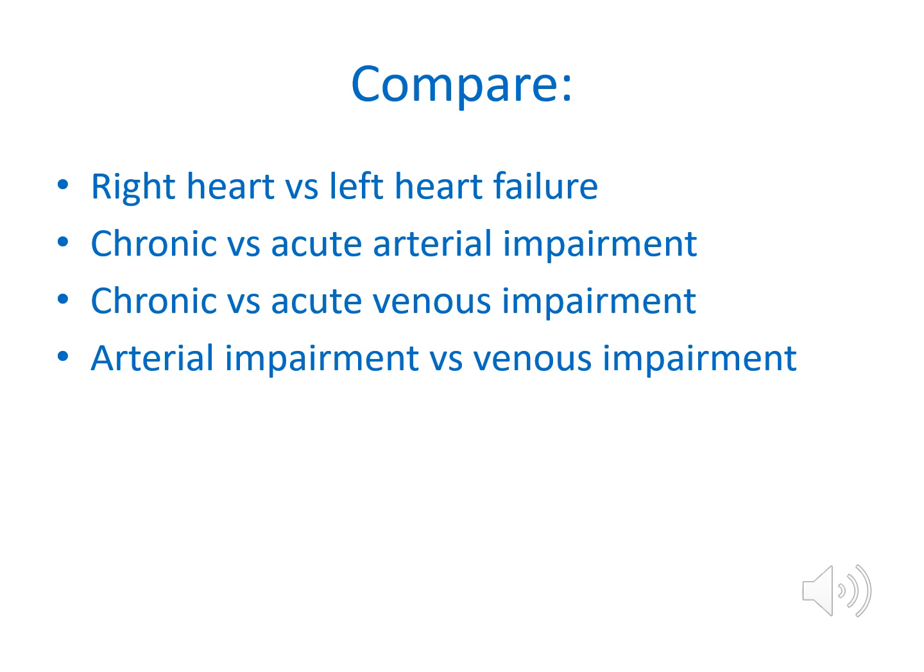Okay, I want to leave you with one last piece of advice, and that is, please compare all those disorders that are easy to get mixed up. Right heart failure versus left heart failure. Chronic and acute, arterial and venous impairment. If you get chronic and acute mixed up, or if you get arterial and venous mixed up, it's going to be wrong, okay?